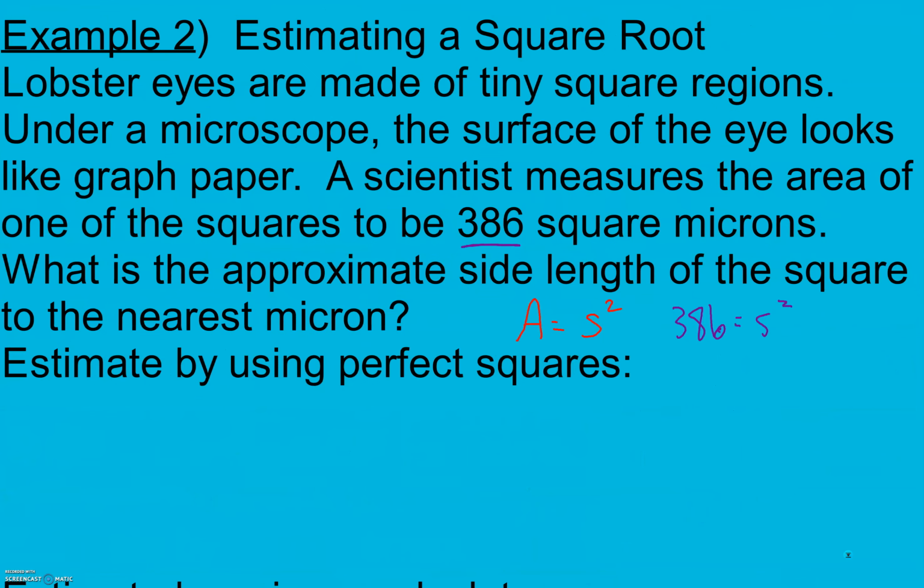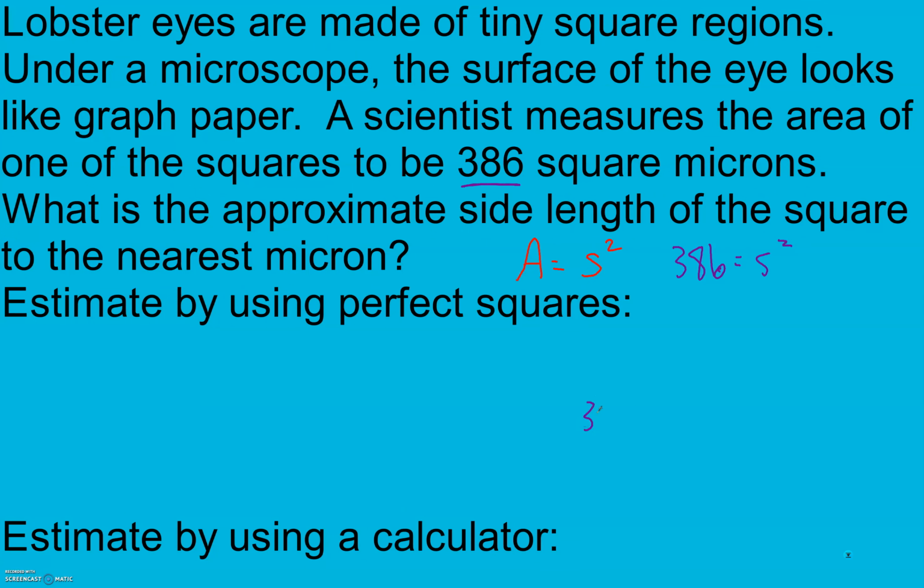So here, because it's in between 361 and 400, but it's closer to 400, we're going to take the square root of 400 and get 20. Okay, it's kind of like we rounded, because we're going to the nearest unit.